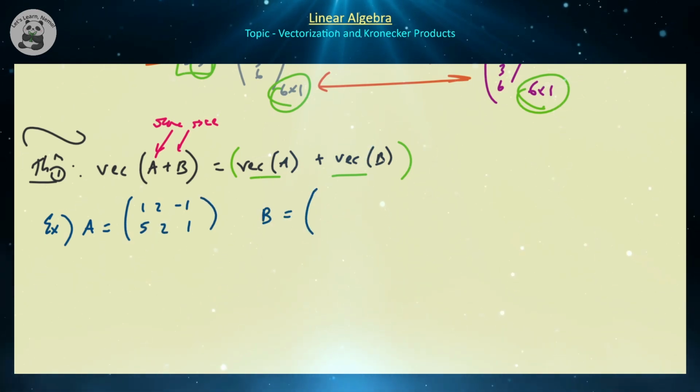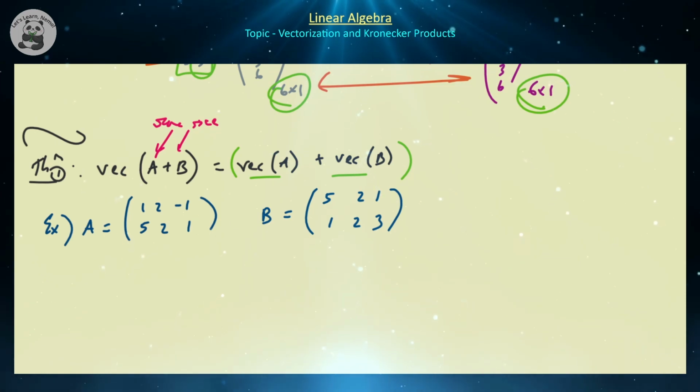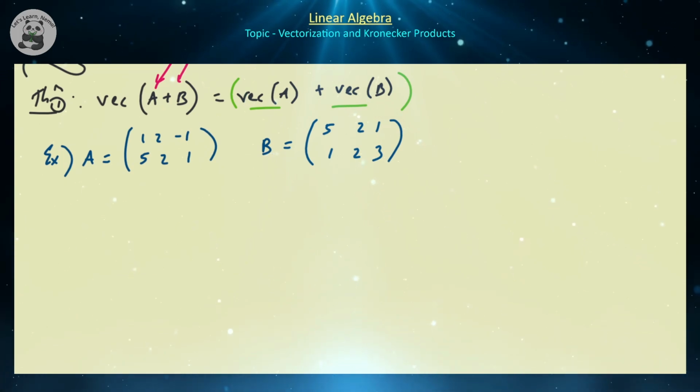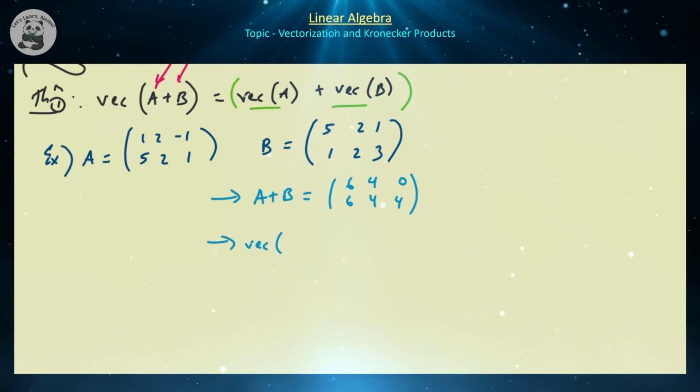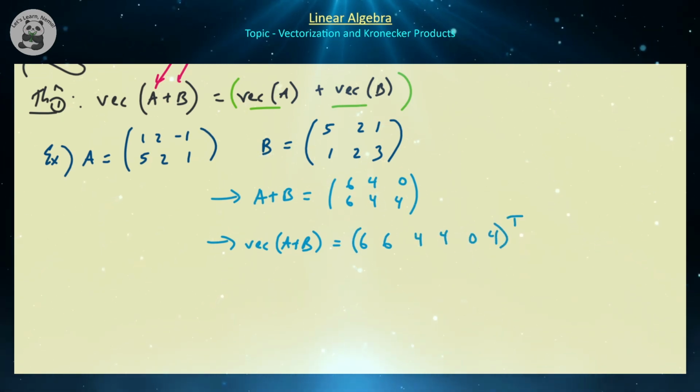Let's assume we have B, which is equal to 5, 2, 1, and 1, 2, and 3. Because if you can work through a good example, usually constructing a general proof for the arbitrary case is not that hard. So if we do A plus B, that's going to be equal to 6, 4, 0, 6, 4, and 4. And if we vectorize A plus B, that's going to be equal to 6, 6, 4, 4, 0, 4, its transpose, right? So that's going to be our first line, and now let's test the other side.